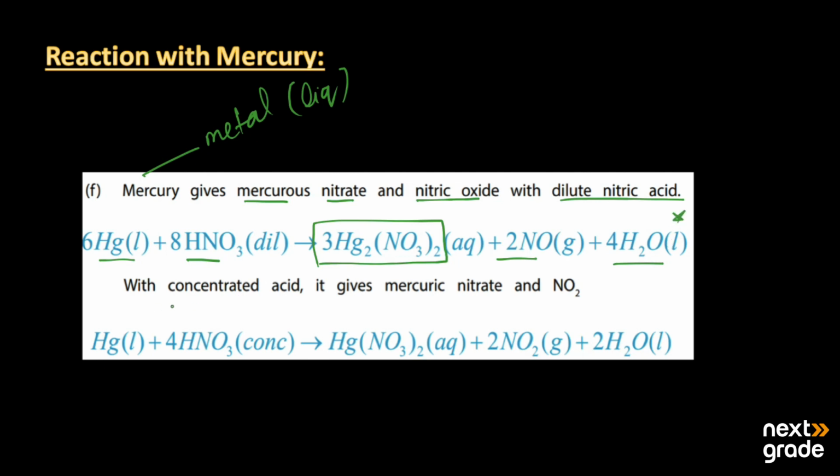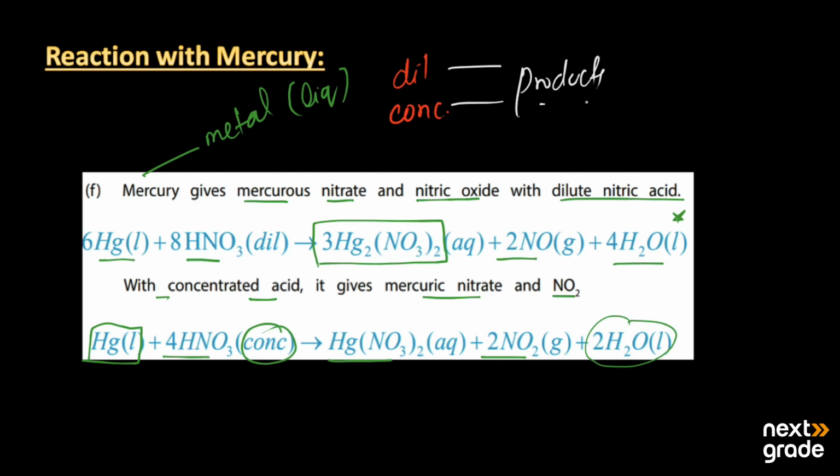But when it reacts with the concentrated acid, it gives mercuric nitrate and nitrogen dioxide. So here we have again the liquid mercury. It reacts with the concentrated nitric acid and produces mercuric nitrate and nitrogen dioxide along with the production of water. So in the dilute state or the concentrated state, its products are always different, because its reactivity depends upon whether the acid is dilute or concentrated.